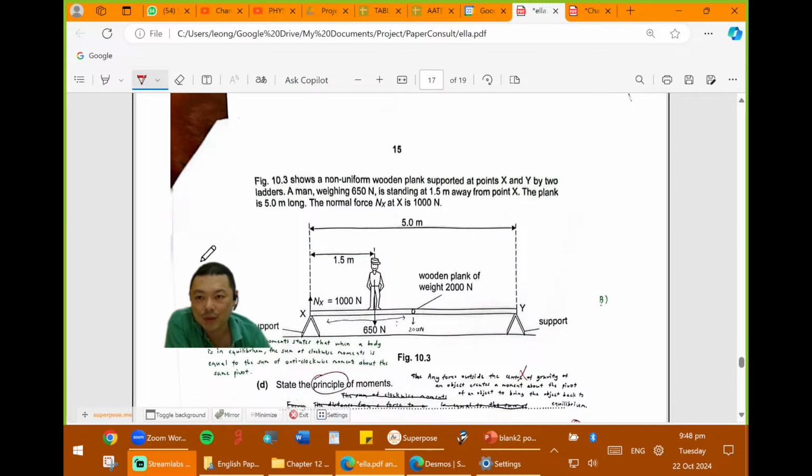Yeah, the plank is the most important object. Good. Right? So the plank is the most important object. Let me just mark out the plank. So we have to draw all the forces acting on the plank, which actually has been drawn for us already.